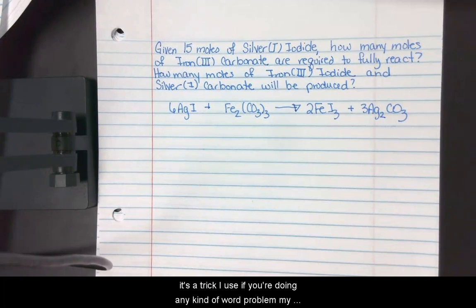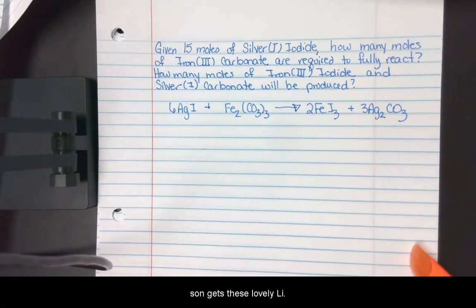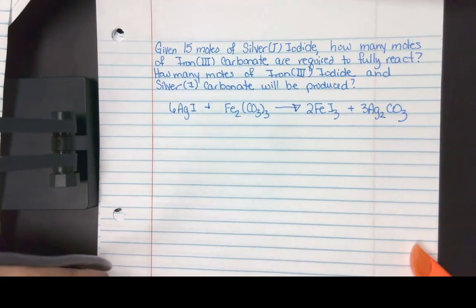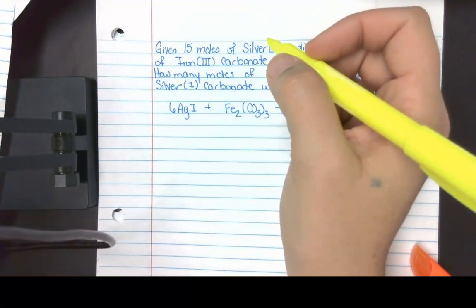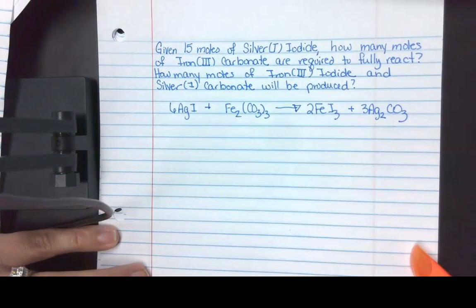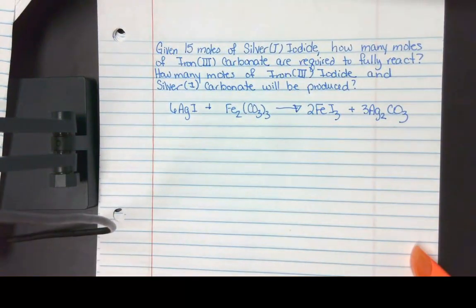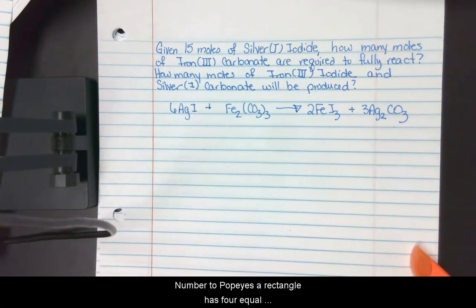If you're doing any kind of word problem, my son gets these lovely 2-sentence word problems that he thinks are the hardest things ever, like, what is a quadrilateral with 4 sides that are equal? And it's a square. Why did I know that? Quad is 4. 2 equal sides. No, 4 equal sides. 4 and 2. 4 is 4. Oh. So if it's 2 equal sides, it'd be a rectangle. If it's 4 equal sides, it's a square.